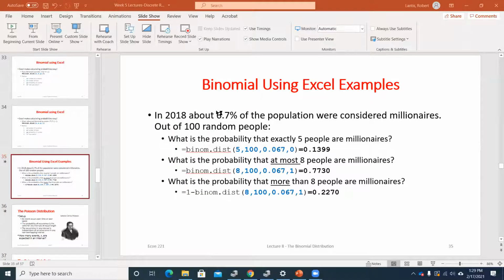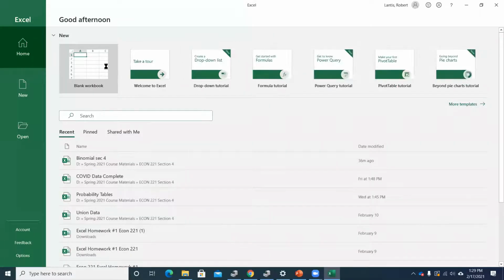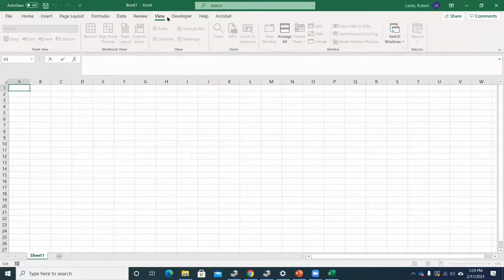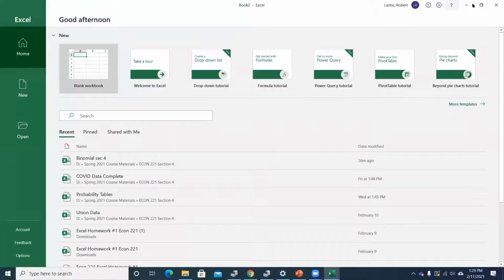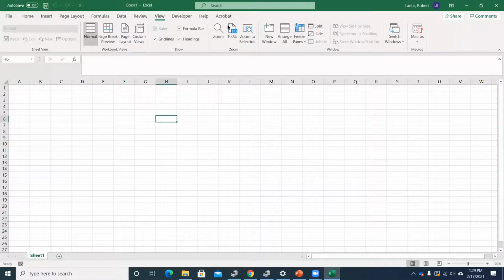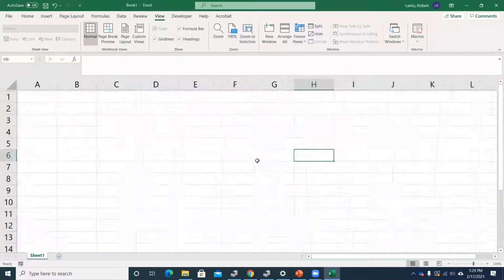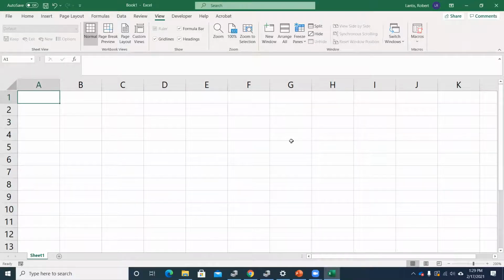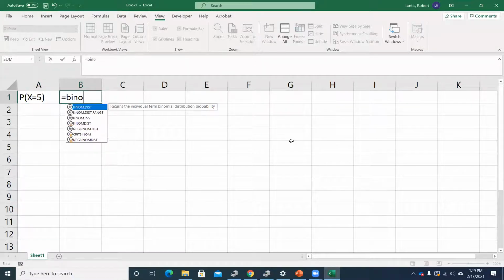So open Excel here. Make sure we can see everything. Okay, so let's say I want the probability that exactly 5 people out of 100 random people that I ask are millionaires. What I can do is use this BINOM.DIST function.